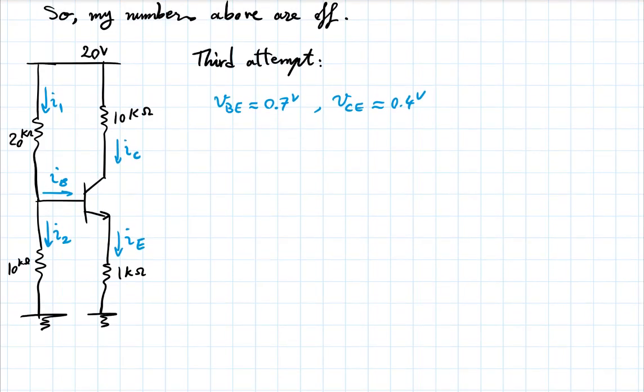Let's go with node voltages, VB, VC, and VE. Okay? Let's write the equations. First of all, VB is simply 20 minus 20K times I1. And I will use milliamps for the units of current, so I don't need to carry that kilo there. Okay? That's VB. VE is VB minus 0.7.